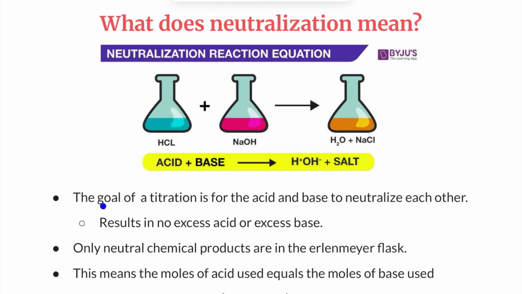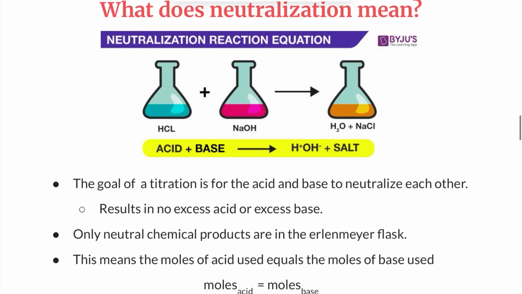And so again, our goal for our titration is for that acid and base to neutralize each other, so all of our H's go with an OH to form water. We have no excess H's or OH's, and we only get neutral chemical products in our flask. In order for this to happen, the moles of acid we use need to equal the moles of base. And so how can we use this information in a calculation?